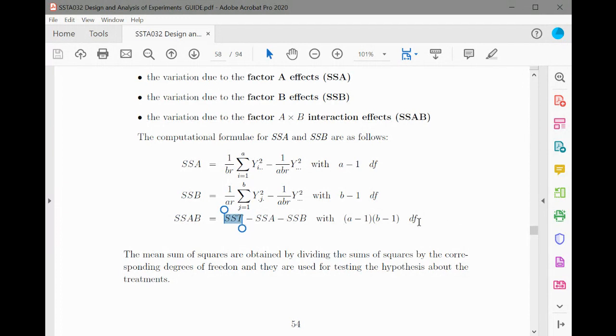So these are the only things: these three main effects, which are A and B, and the interaction, and the treatment.